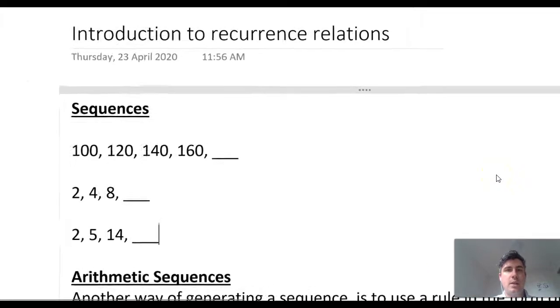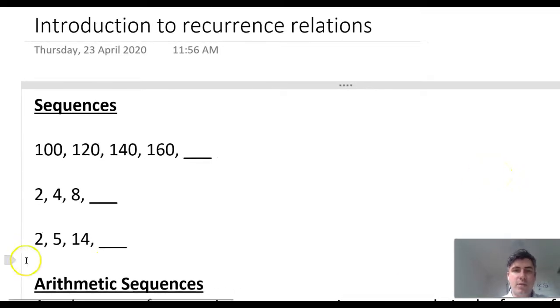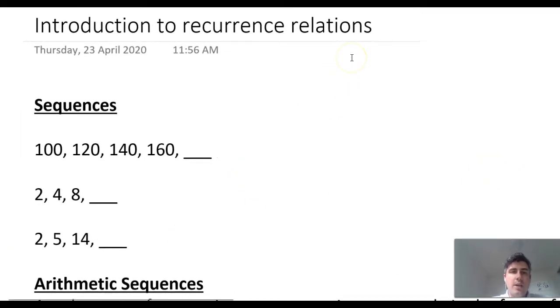Okay, in this introduction to recurrence relations, we're going to look at how we can describe sequences. Most of us are used to sequences. They can either go up by a certain amount, they can multiply by a certain amount, or sometimes they do more than one thing. So let's have a look at filling in the gaps for these sequences. This one here we can see visually, it's going up by a certain amount every time. So it's going up by 20, and so the next number in the sequence you'd expect to be 180.